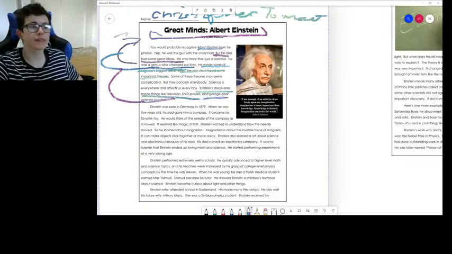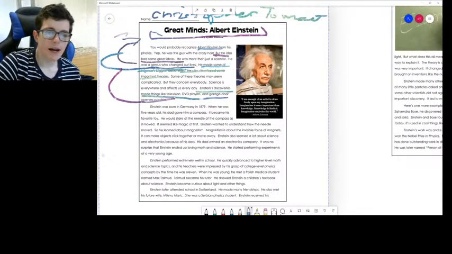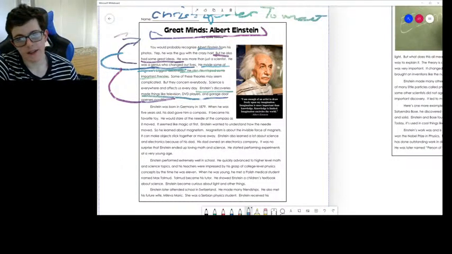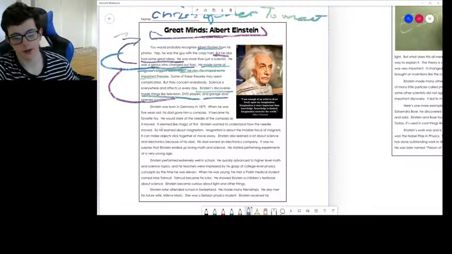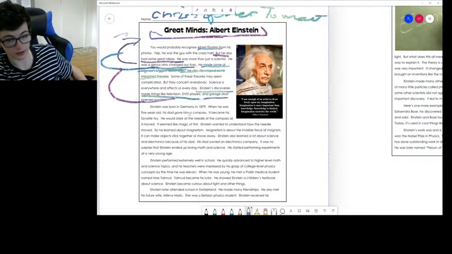Okay, so this is significantly less to annotate. Einstein was born in Germany in 1879. That doesn't have to do with him being a great mind. When he was 5 years old, his dad gave him a compass. Still nothing to do with him being a great mind. Became his favorite toy. Nope. No, I need to underline that.